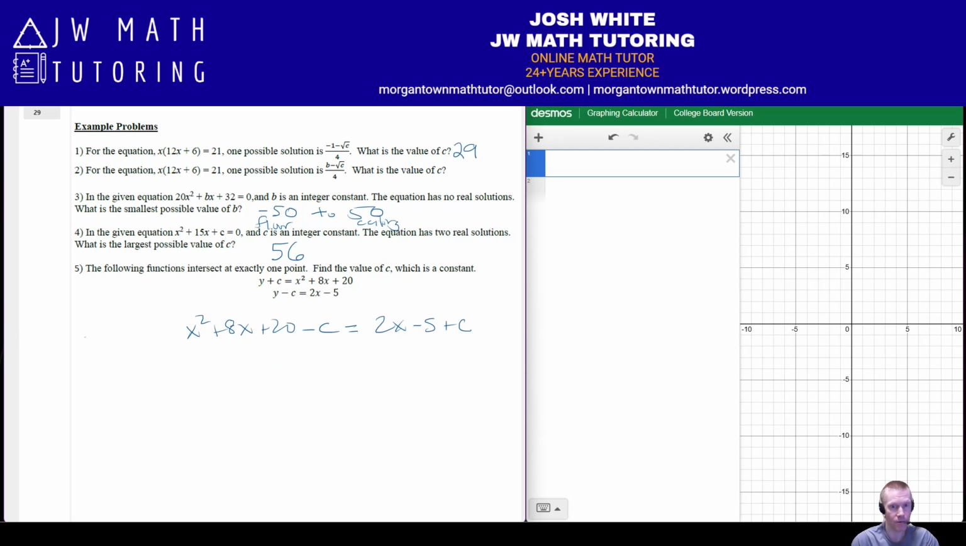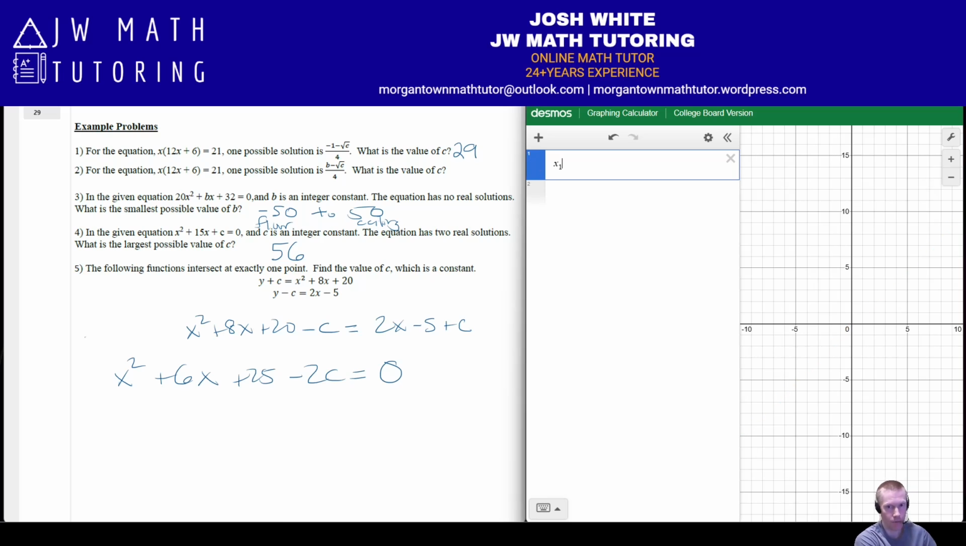And now I have to move everything over to one side to make it equal 0. So that's going to be x squared. Now you don't have to combine the like terms when you type into Desmos. I'm just going to do it now. So it's 8x minus 2x is plus 6x. And then it's 20 plus 5 is 25. And then negative c minus 2c. But again, if you were just doing this in your head and you wanted to just list out all the terms without combining them, that will work in Desmos. So now you can type this whole thing into Desmos.